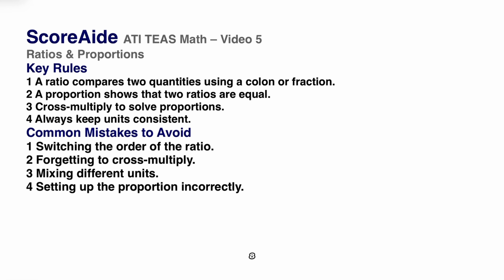Welcome to ScoreAide. Today we are going to be looking at ratios and proportions. There are just some key rules. A ratio compares two quantities using a colon or a fraction. A is to B, which means A over B. So that is a ratio.